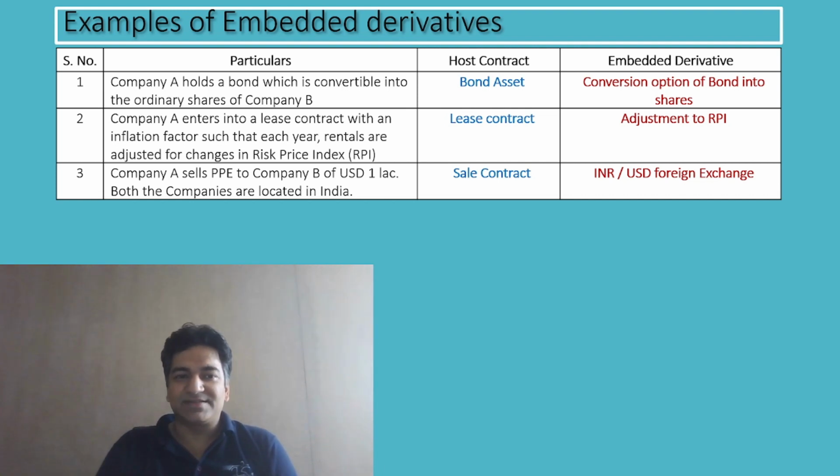Let us take another example. Company A sells PPE, property, plant and equipment, to company B for USD 1 lakh. Both companies are in India. Since both companies are in India, their functional currency is rupees. However, the transaction is in USD. In this case, the sale contract, that is the sale of PPE to company B, is the host contract, and the fluctuations in INR versus USD foreign exchange is the embedded derivative.